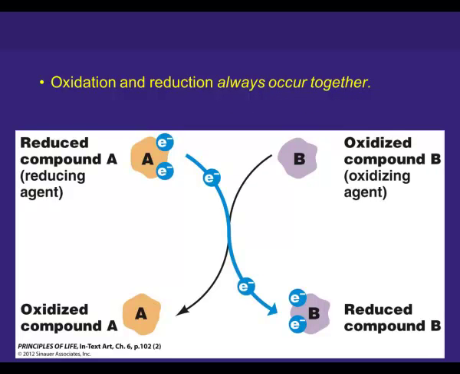Redox reactions always occur together. One compound is always oxidized while the other is reduced. So in this example, compound A, which is losing electrons, is being oxidized through an exergonic process, whereas compound B, which is gaining electrons through an endergonic process, is being reduced.